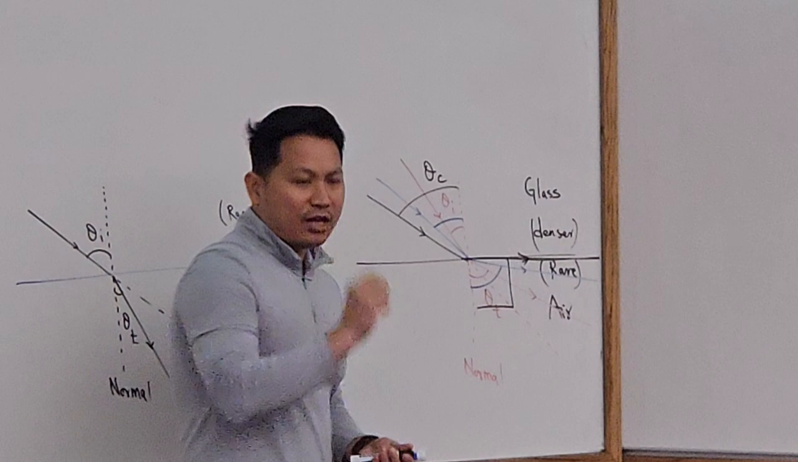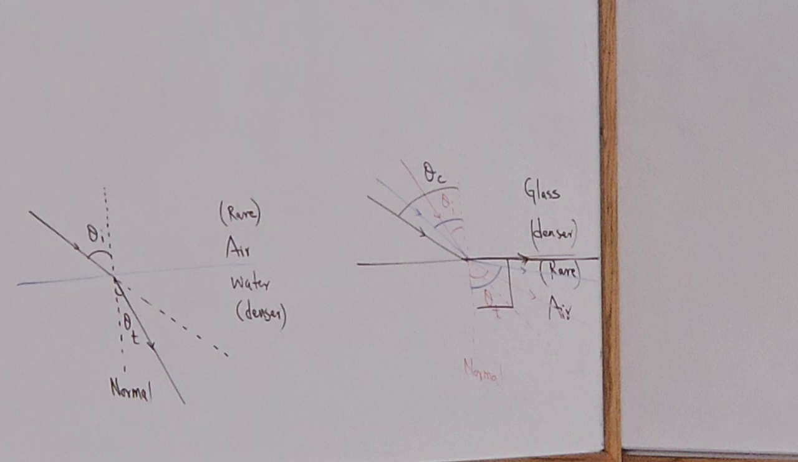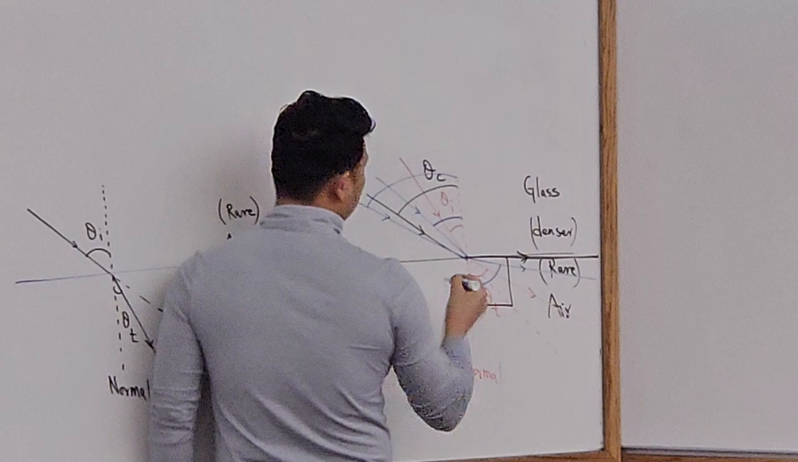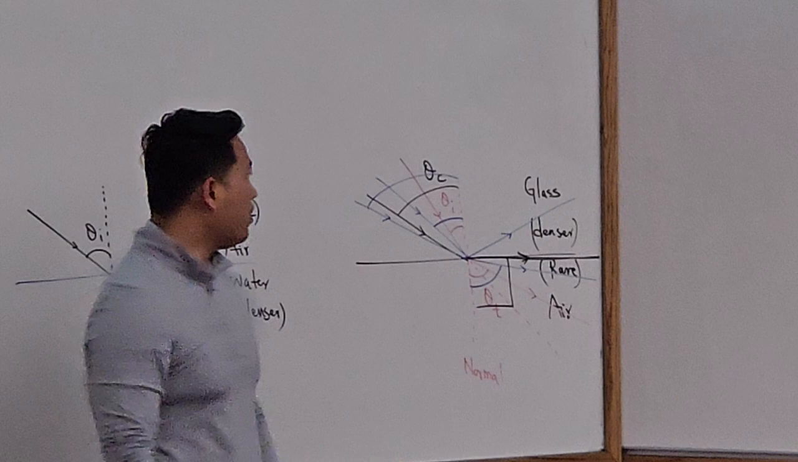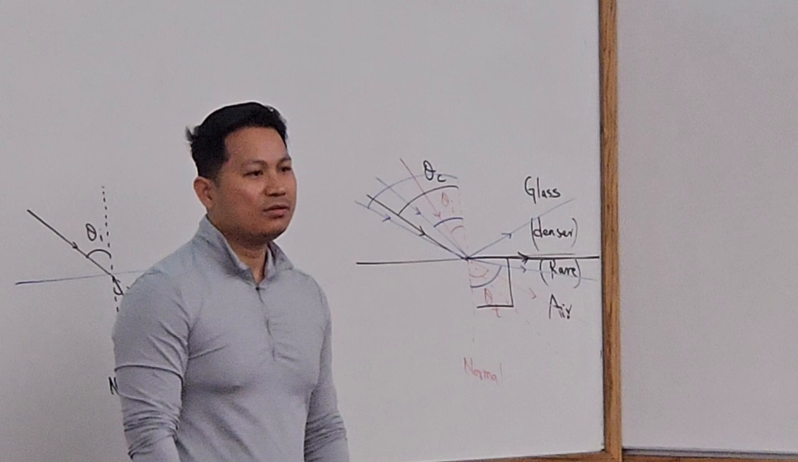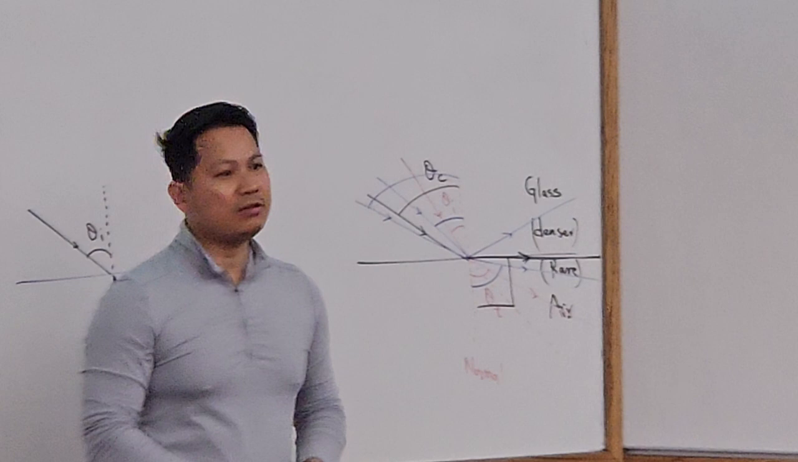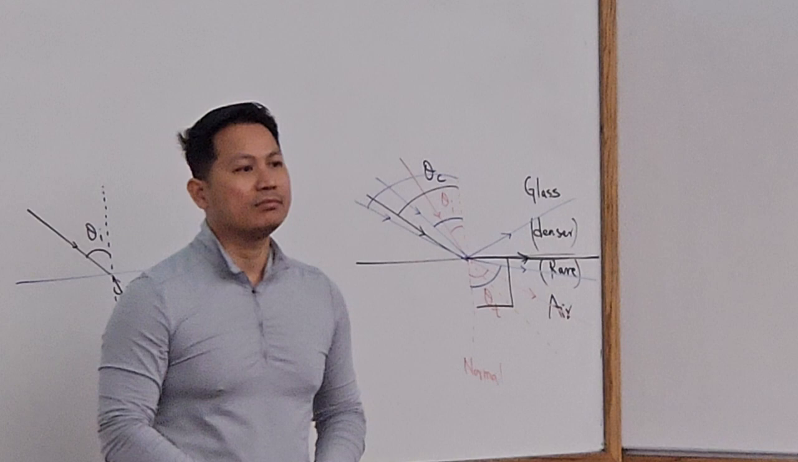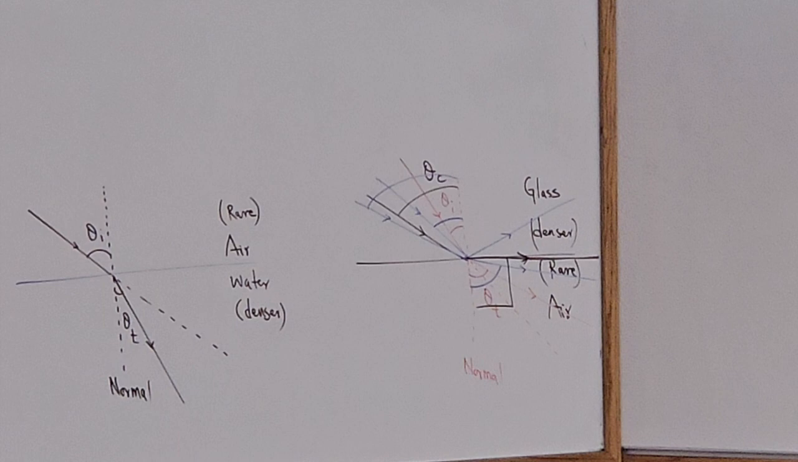If you go just above that critical angle, what's going to happen? Just above that critical angle, the light goes like that. You are going from glass and you're falling back into the glass, not going to another medium. This is called total internal reflection. All the light is going to be reflected back into the same medium. I already described that last time, and this is very important.